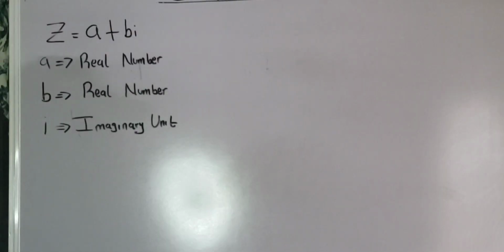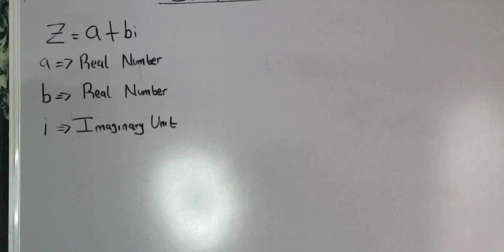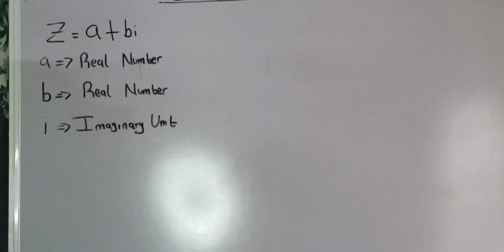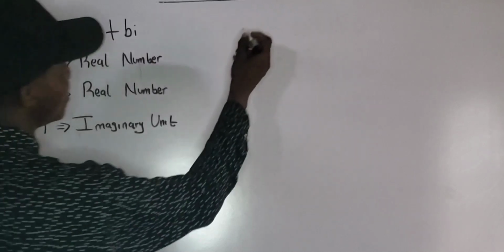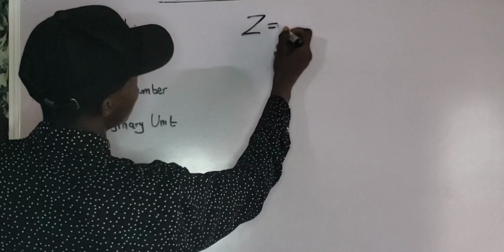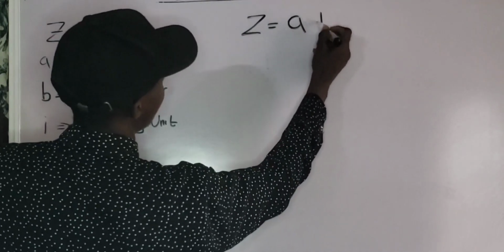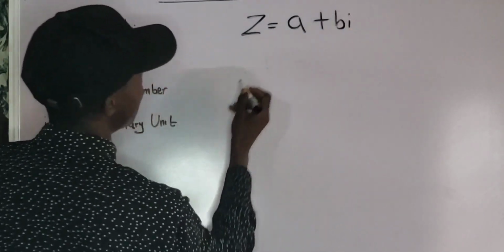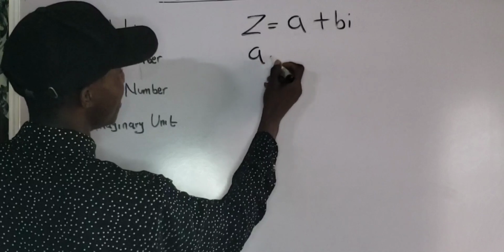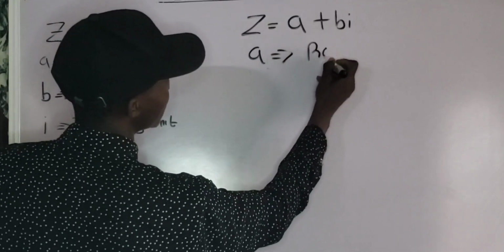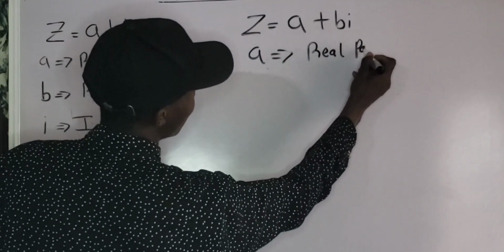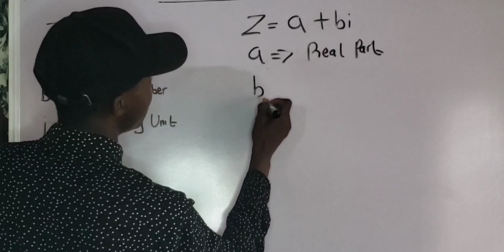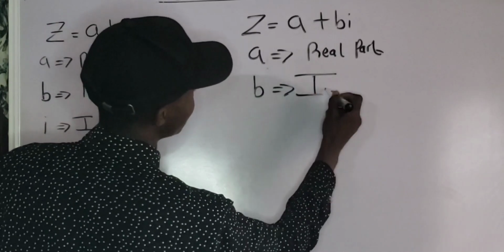So don't forget that I told you that a complex number has two parts. Are you getting it? The first part is the real part, and the second part is the imaginary part. Now let's look at this. We are given A plus BI. The real part is A, and B is the imaginary part.